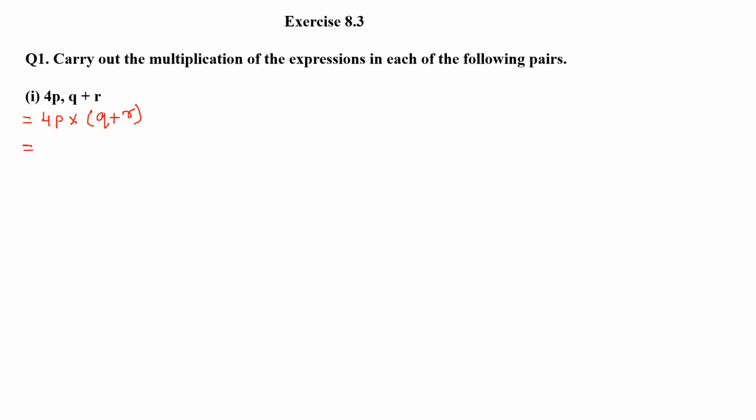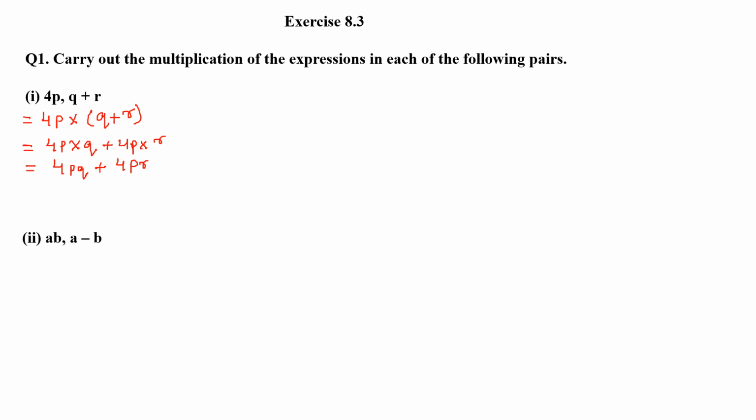Now you have to use the distributive property. So 4p multiplied by q plus 4p multiplied by r. So 4p multiplied by q will give me 4pq plus 4p multiplied by r will give me 4pr. So this is the product.